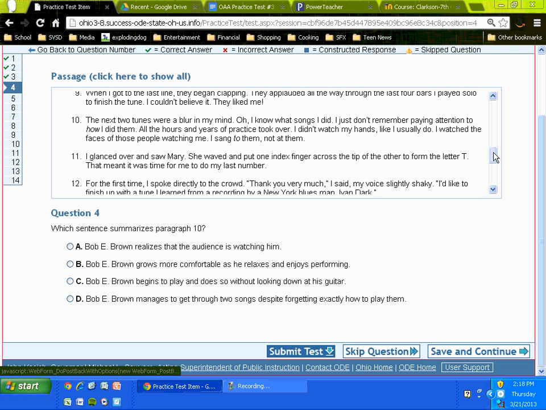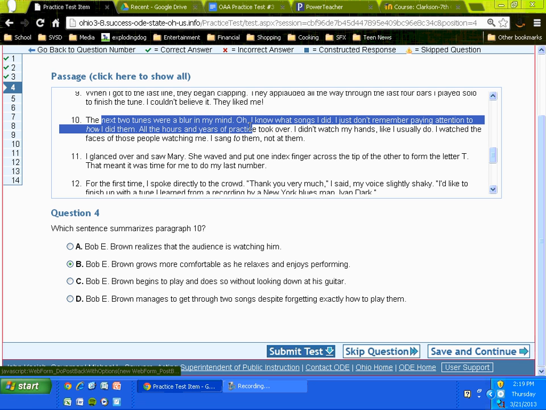Sierra, which of those answers, A through D, seems to be the same as the summary we just gave? D, he forgets how to play the songs? B is correct. If he's in the groove, enjoying himself, he's growing more comfortable. Go back to the selection, read it carefully. If paragraph 10 doesn't seem clear to you, read paragraph 9 also. Because when you say, I couldn't believe it, they liked me, and then the next two tunes were a blur, you get that idea of excitement and comfort.